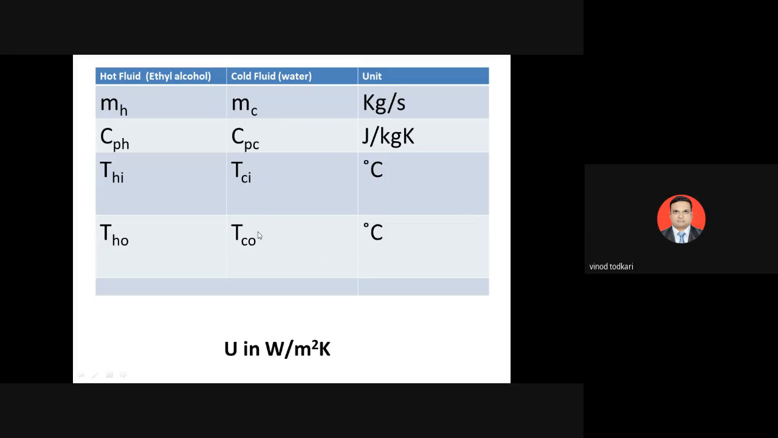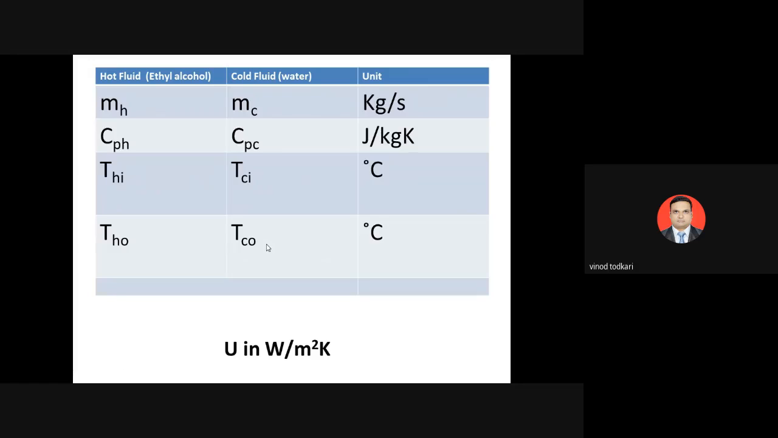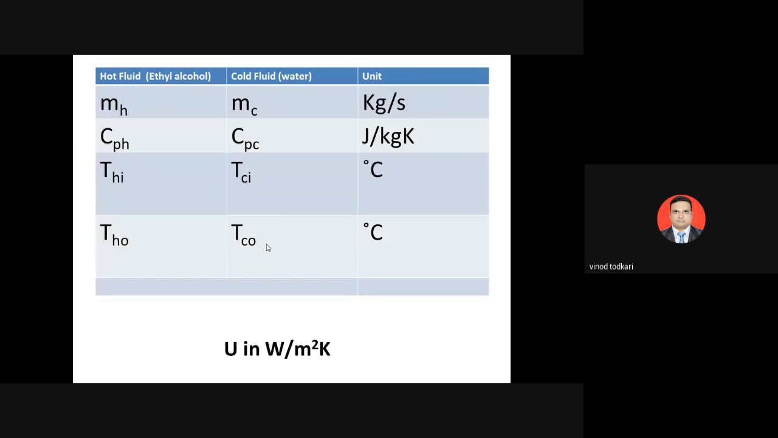And what will be the first step? The first step is to work out the fourth unknown temperature. In this case, what is the unknown temperature? TCO. How can we work out TCO? Simply apply the energy balance equation. mh dot Cph into bracket THI minus THO is equal to mc dot Cpc into bracket TCO minus TCI. If you apply that simple equation, you will get the value of TCO. Is it clear to you? Simply you have to apply the energy balance equation.